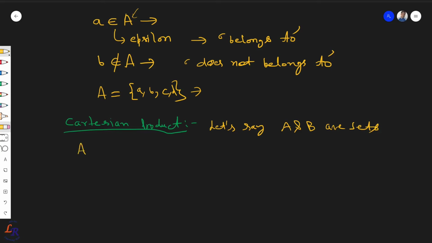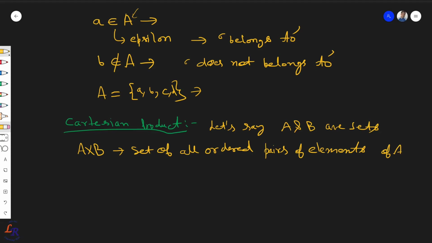Then the Cartesian product will be given by A cross B. And what is the meaning of Cartesian product? It is the set of ordered pairs of elements of A and B. So this is the definition of Cartesian product: the set of all ordered pairs of elements of A and B.